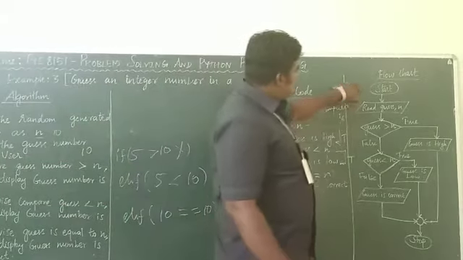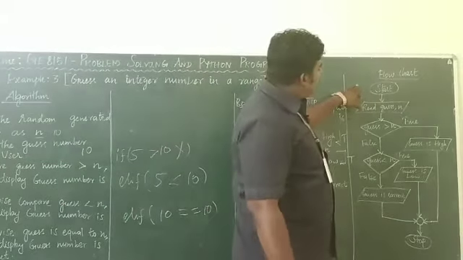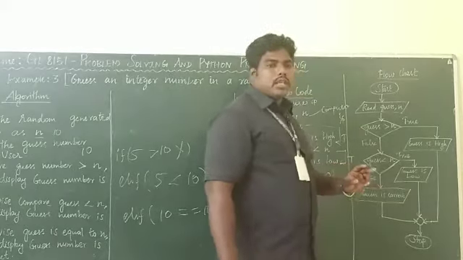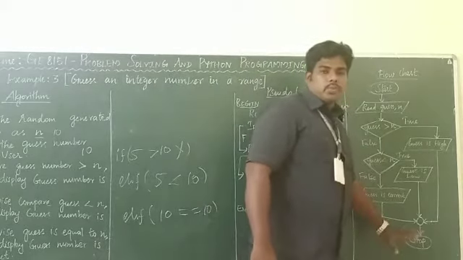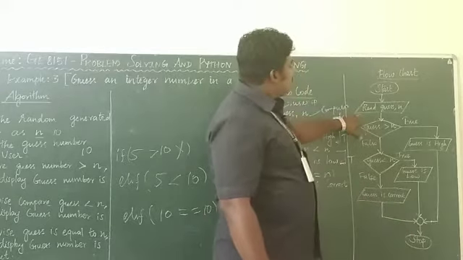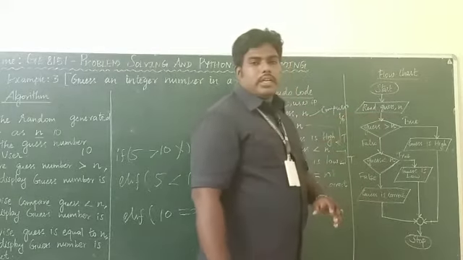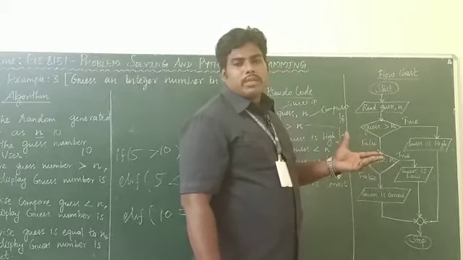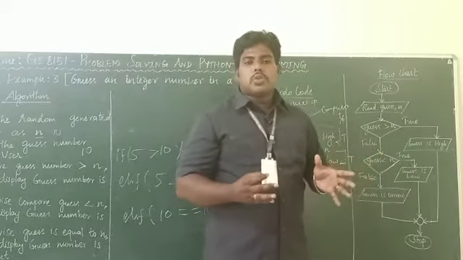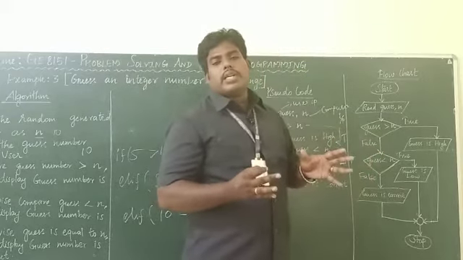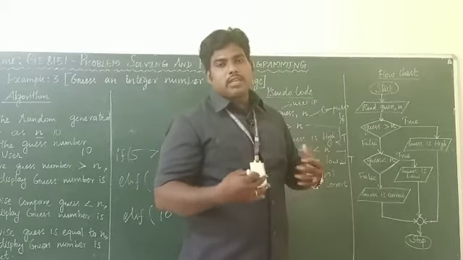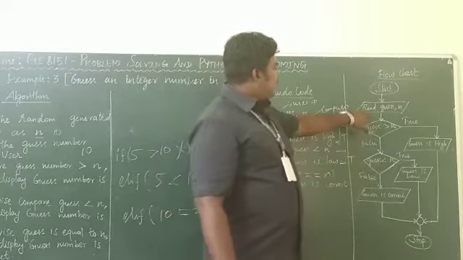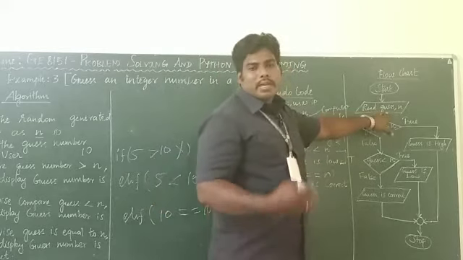First, this oval symbol is used to denote the start. Oval symbol is also used to denote the stop. Then this parallelogram symbol. What's the need of parallelogram here? Parallelogram symbol is used to denote input and output statements. Read means you are getting the input. Read guess from the user.